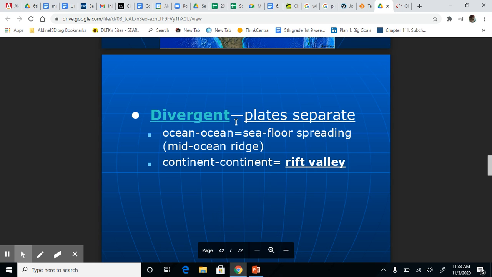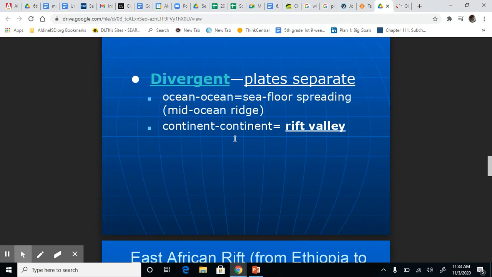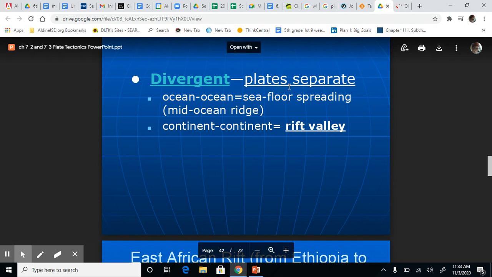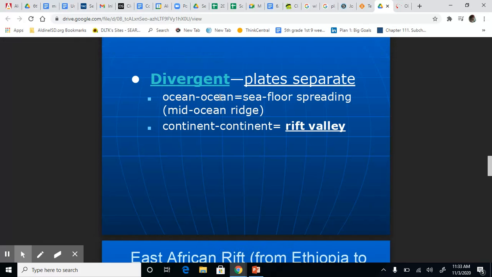Finally, we have divergent plate boundaries. And remember, our divergent plate boundaries are when plates separate, okay? And so on the divergent plate boundaries, we have ocean and ocean crust. That causes our seafloor spreading. Remember, we talked about how the seafloor can spread and it will create a mid-ocean ridge, right?